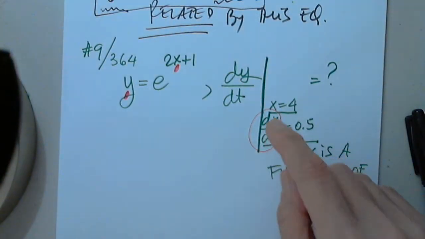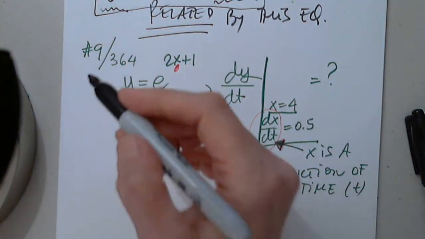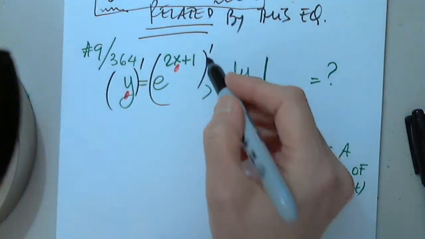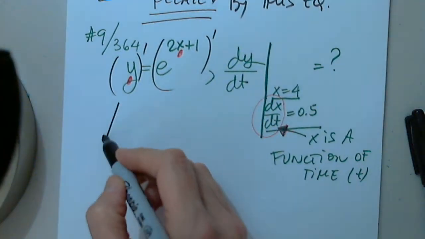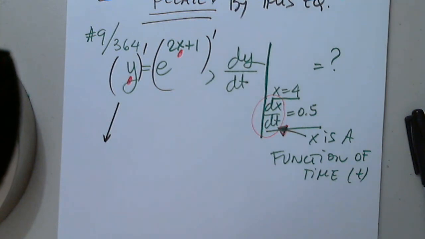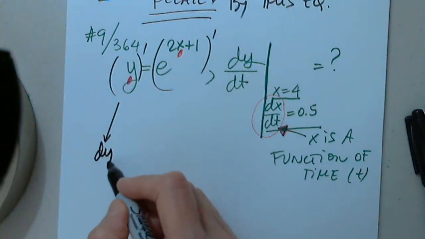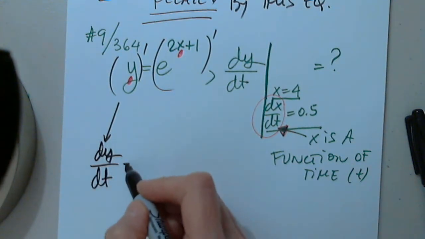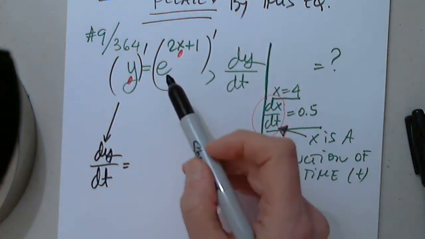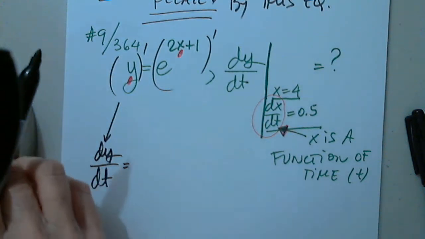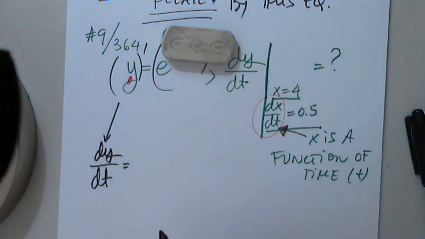Okay. Good. So now let's differentiate both sides. The left-hand side, what do I get when I differentiate y? You mean dy over dt. Okay. So now I have e to a function. How do I differentiate e to a function?